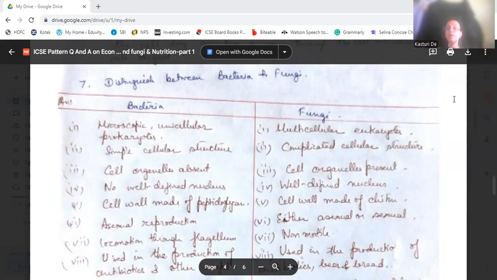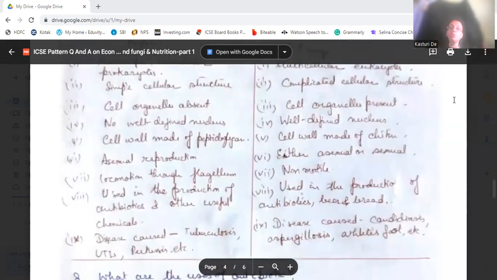Then cell organelles are absent in bacteria, whereas in fungi, cell organelles are present. Okay. Then bacteria have no well-defined nucleus. That's why they are prokaryotes. And fungi have a well-defined nucleus. Then the bacterial cell wall is made up of peptidoglycan, whereas in fungi, the cell wall is made up of chitin. Bacteria generally reproduce asexually, whereas fungi can reproduce both asexually as well as sexually. Then bacteria can locomote through flagellum if they locomote, but fungi are non-motile.